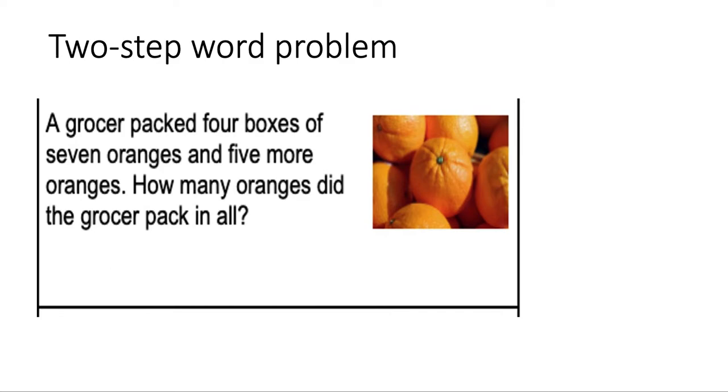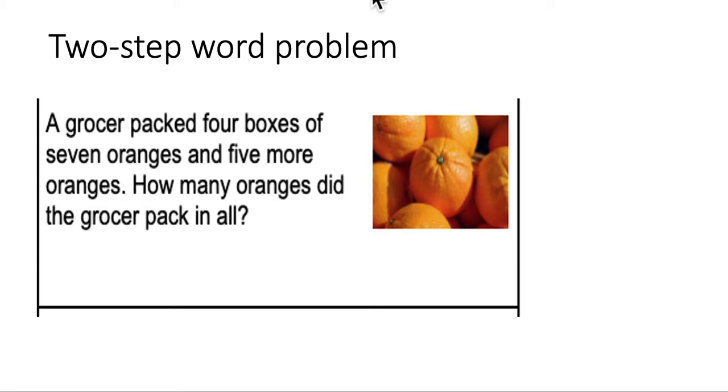Two-step word problem. When I have a word problem, it is important that I use the 3-read protocol. I'm reading things 3 times. Always, at least 3 times. I'm going to read it once, this first time, and then think about what this story is about.